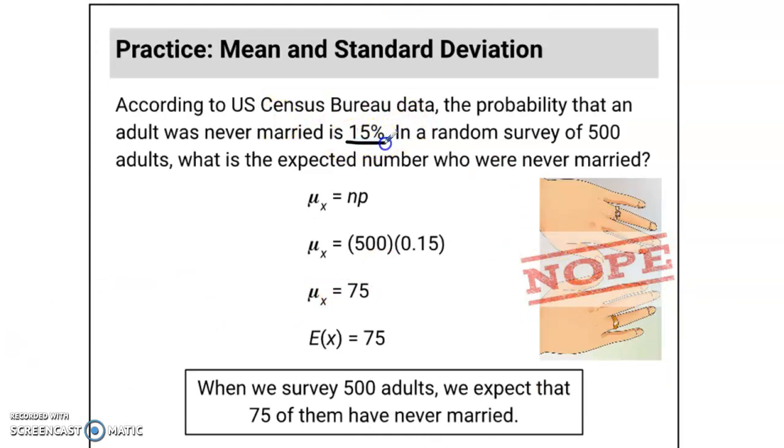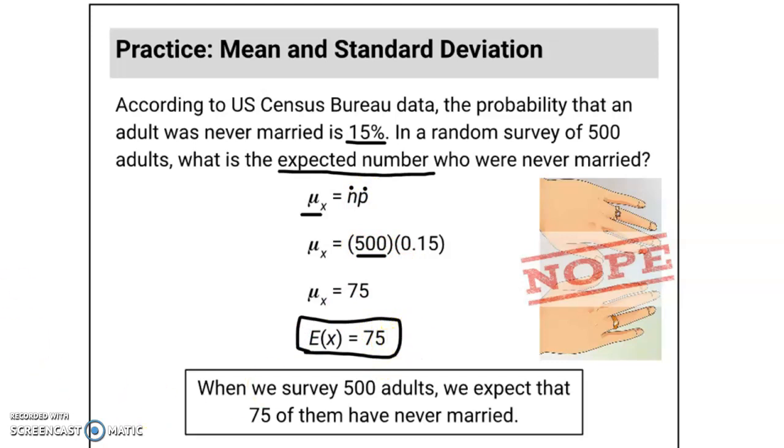Remember the 15% of folks that were never married. We can do the same thing here, except it's asking for expected number or expected value. Remember that the expected value is the same as the mean of the distribution. So I'm multiplying n, which is the number of trials, times p, which is the probability of success. E of x is equal to 75, which means when we survey 500 adults, that's this number here, we expect that 75 of them have never married.